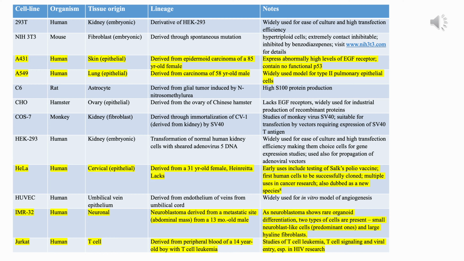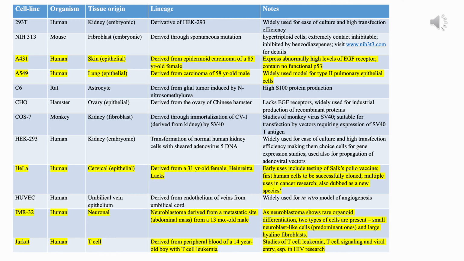HUVEC cells, since they are derived directly from the umbilical vein endothelium, are a very good model if you are studying angiogenesis in vitro. There are cells like the IMR32, which although people use it as a neuronal cell line, one has to remember that these are not derived from the neurons within the brain. These are neuroblastoma cells derived from a metastatic site, from the abdominal mass, where the early neuronal cells have undergone metastasis.